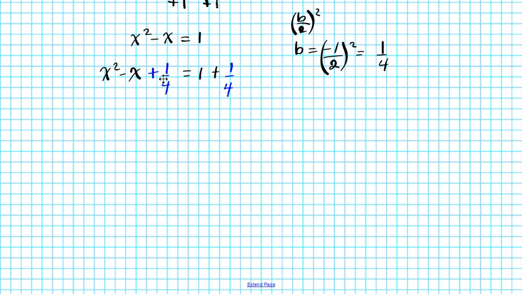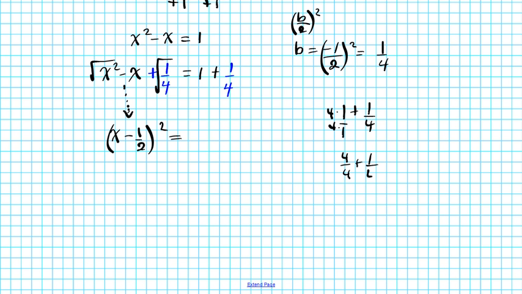Now, what have I just created on the left side? I've just created a perfect square trinomial. How do I factor this? I read the first term and the last term, and then I bring down the middle sign. So you're going to have x minus 1/2 quantity squared equals 1 plus 1/4. You can make this 1 into 4 over 4, plus 1 over 4, which equals 5/4. Equals 5 over 4.